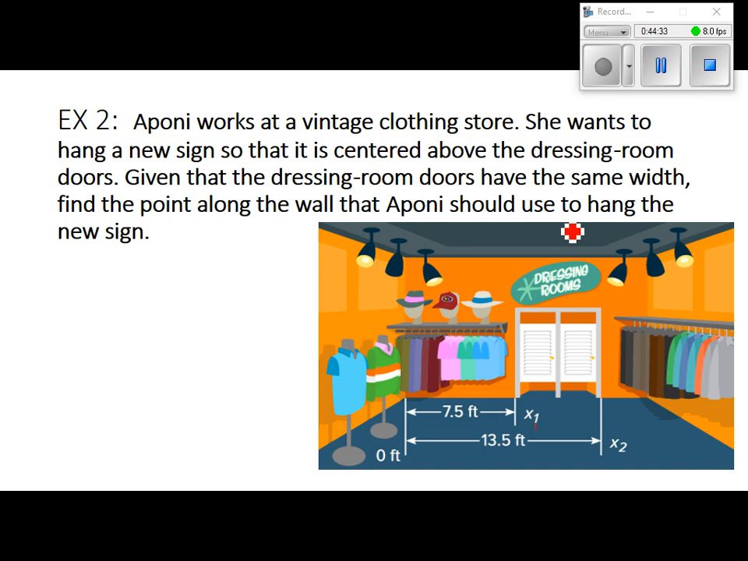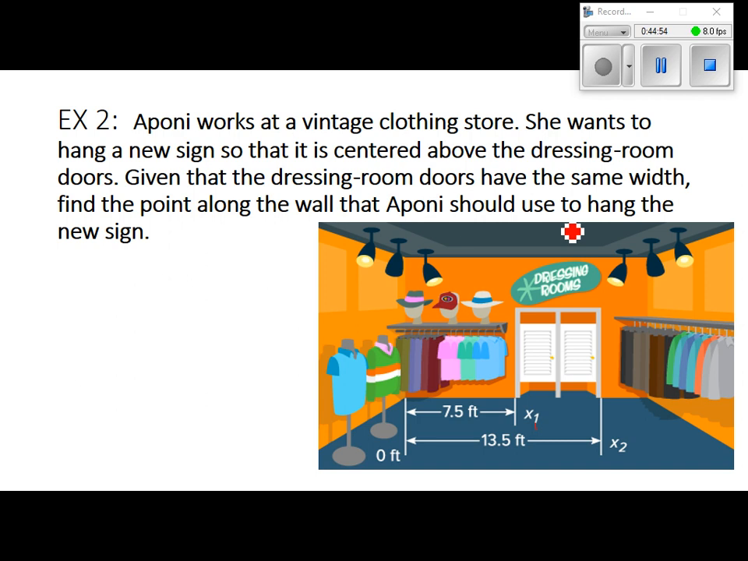She wants to hang a new sign that is centered above the dressing room doors. Given that the dressing room doors have the same width, find the point along the wall that Apani should use to hang the new sign. So we want to figure out where she's going to hang this sign above these doors here.